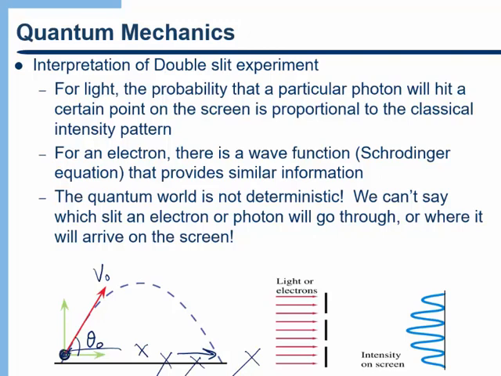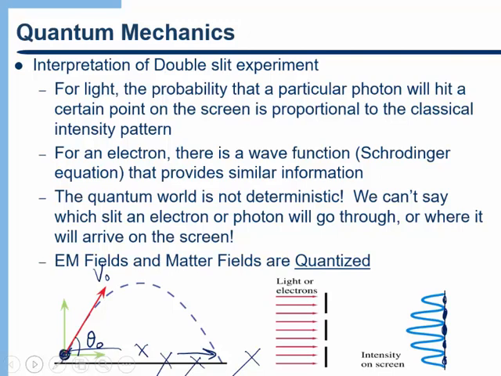When we shine light through a double slit or electrons through a double slit, we can't predict where any particular electron or photon is going to end up. We simply know that the biggest probability is they'll end up in that central peak or the next peak over, and that probability goes down as we move out from the center. But we can no longer say this photon is going to go through there.